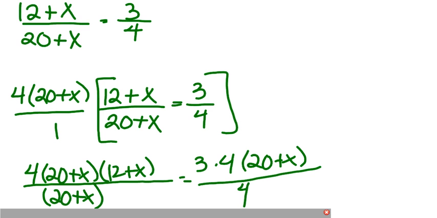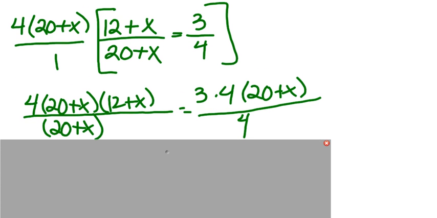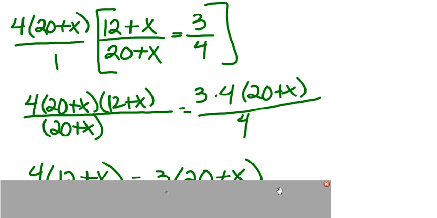And again, at this point, after we've multiplied across, you're looking to see what they have in common that you can divide out, exact matches in the numerator and the denominator. So here on the left-hand side, we could divide out the 20 plus x, so we'd be left with 4 times 12 plus x. On the right-hand side, we can divide out the 4, so we would be left with 3 times 20 plus x.